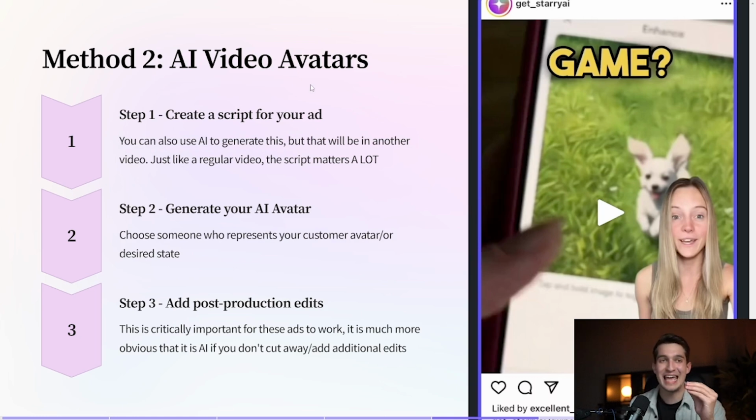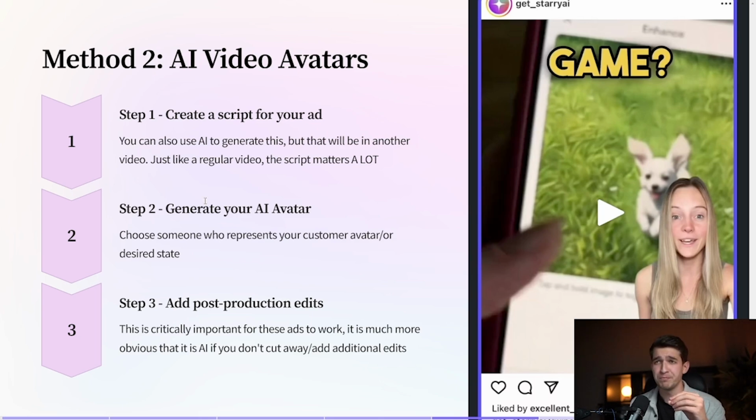And just like a regular video ad or a regular UGC ad, the script and the messaging around your product matters a lot. So you can make the best AI video in the world, if your messaging and your script isn't there, it's not going to perform well. So make sure that you put some effort into your script. You don't just slap something together.